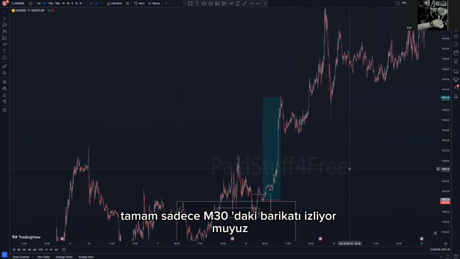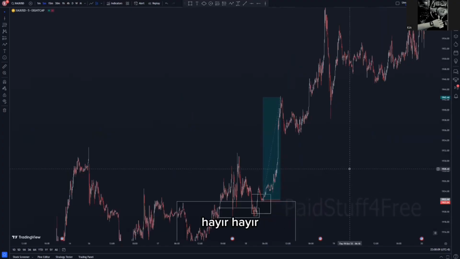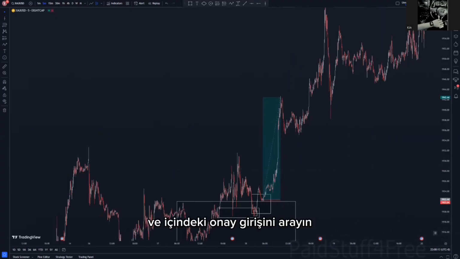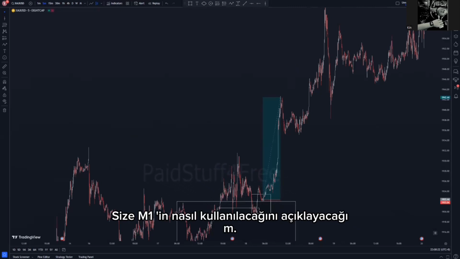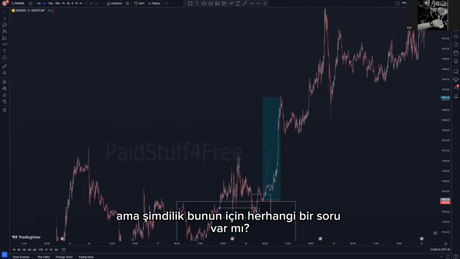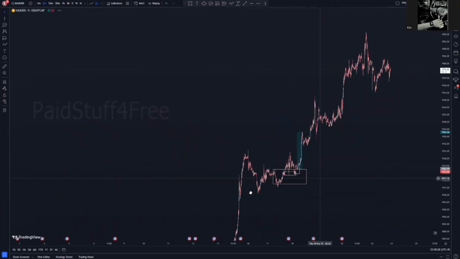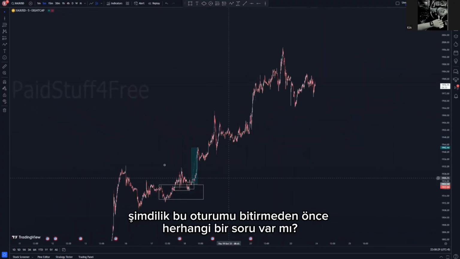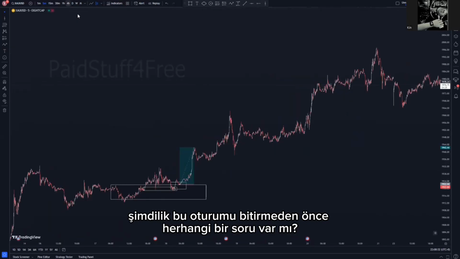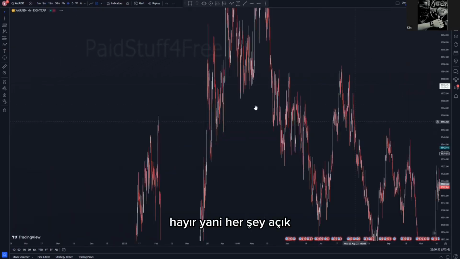Do we only monitor the roadblock on M30, or do we also pay attention to other timeframes? No. The roadblock we are going to monitor just on the M30 and look for the confirmation entry inside of it. And during the third session, I'm going to explain to you guys how to use M1. But for now, is there any question before I end this session? No. So everything is clear.